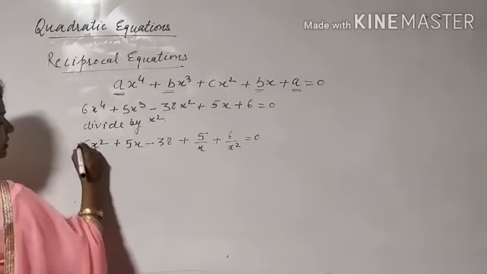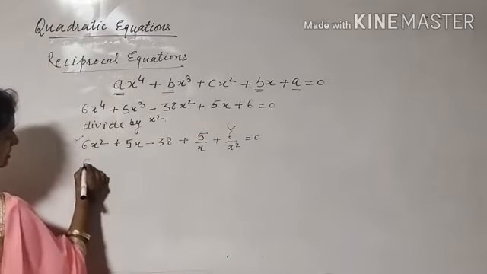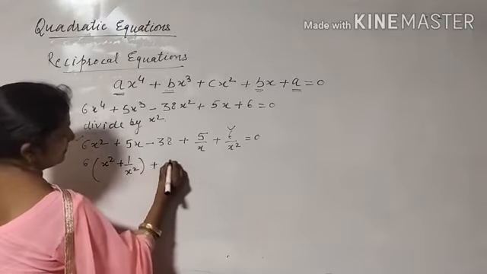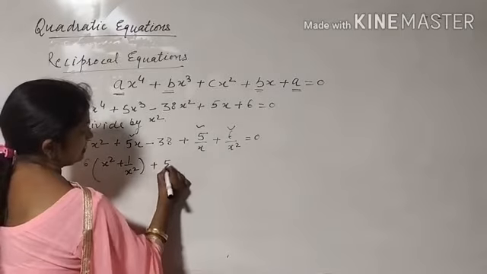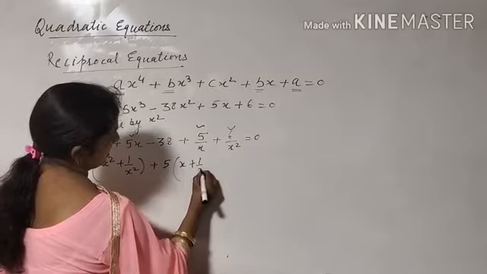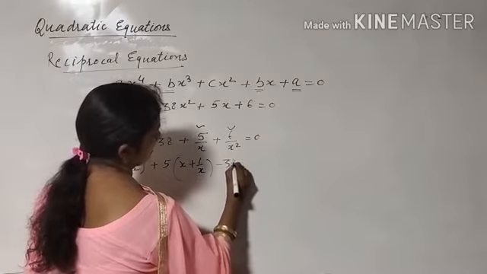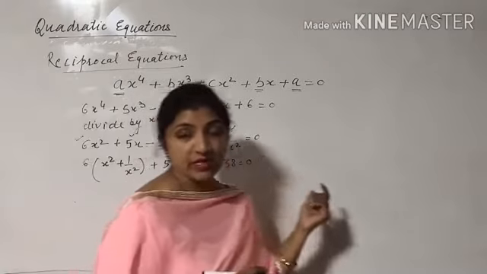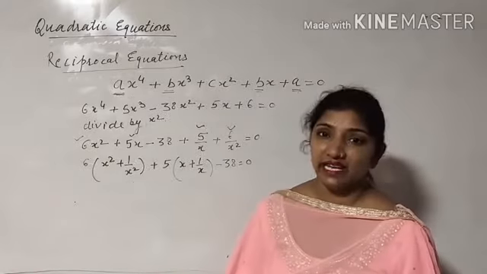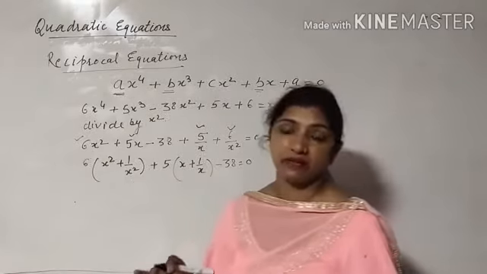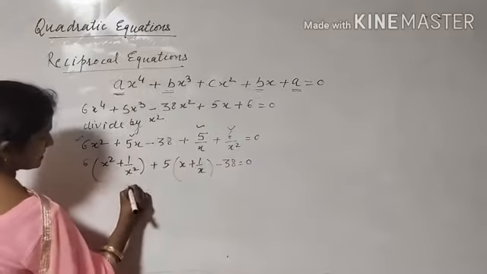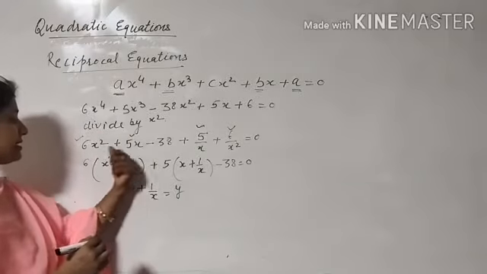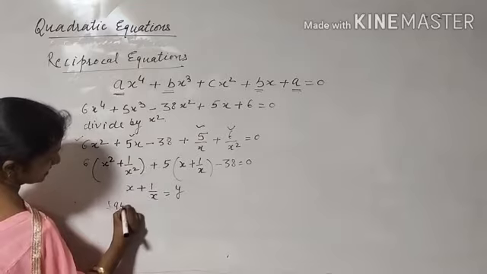Now take 6 common from these two terms. We get 6(x square plus 1 by x square) plus 5(x plus 1 by x) minus 38 is equal to 0. Now I get this factor of the form x plus 1 by x, then put this factor as y. If you get x minus 1 by x over here, then put x minus 1 by x as y. Now x plus 1 by x is y. Squaring both sides, then you get this term.